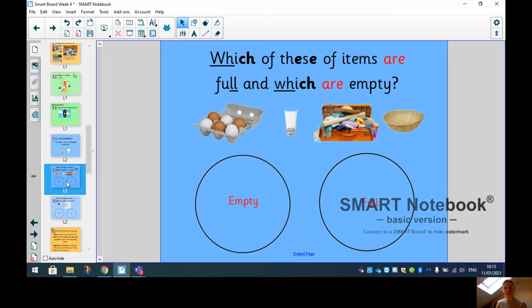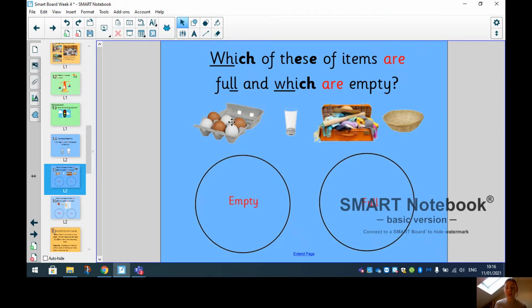Now, as a starter activity, it is asking us which of these items are full and which are empty. We have two circles at the bottom of our screen here, and one of them says empty and one of them says full. So we're going to have a look at each object and decide if that object has got a full amount in or if it is empty with nothing inside.